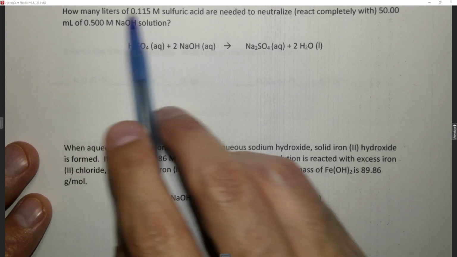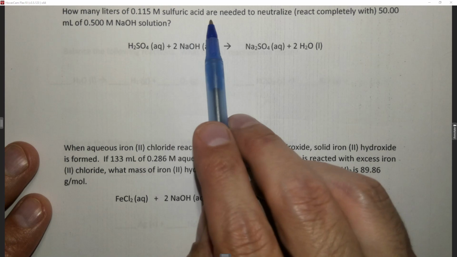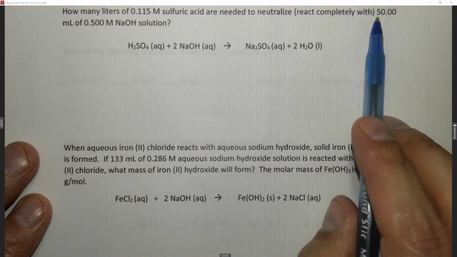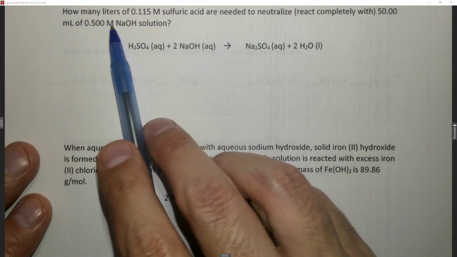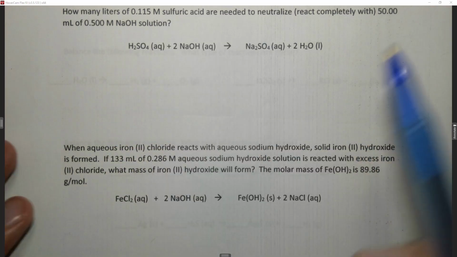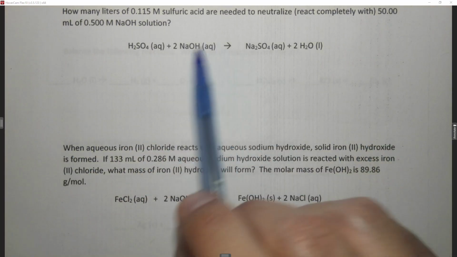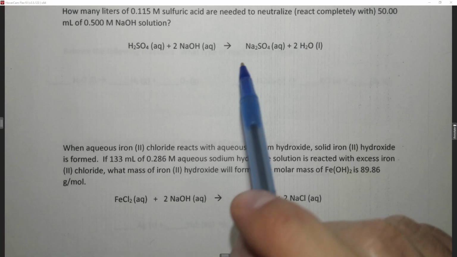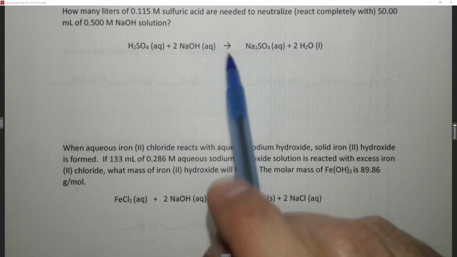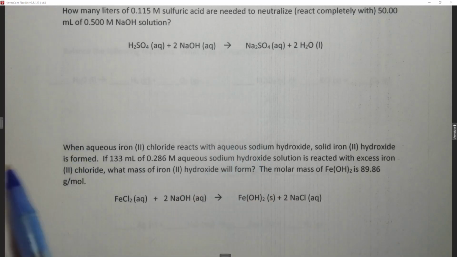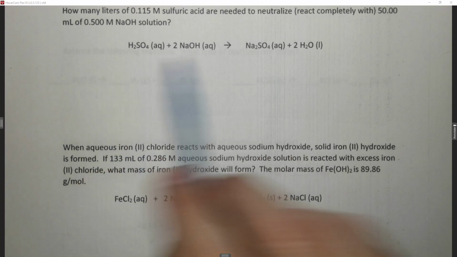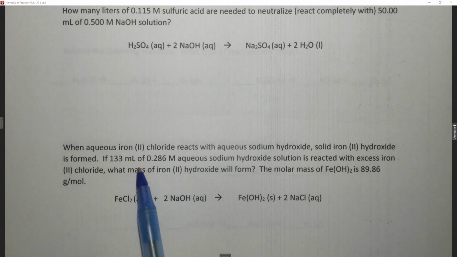The question says, how many liters of 0.115 molar sulfuric acid are needed to neutralize, react completely with, 50 milliliters of 0.5 molar NaOH solution? So in this homework, we've only given you one example of this, but I strongly recommend that you do many examples of this because this is quite challenging, and in my experience, students need practice with this to get it.